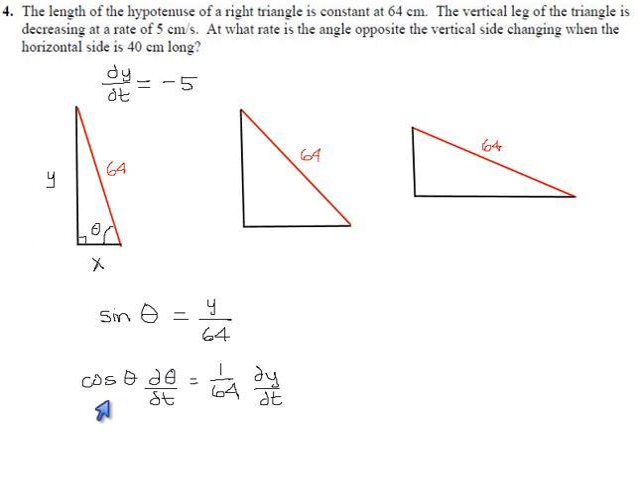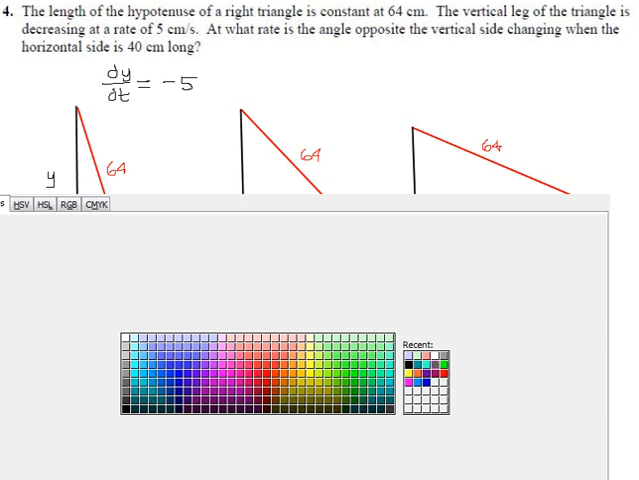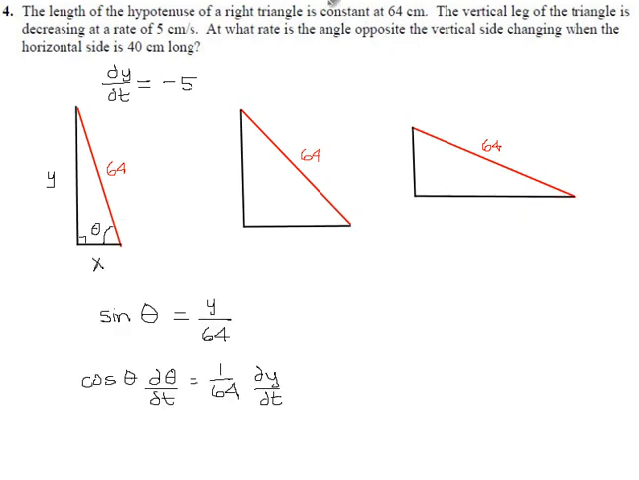If we're going to use this, we need cosine theta, so we need this angle, which we don't have. That's a bit of a problem. Guess what? Time for one of those side calculations that seems to happen every single time. We're told in our triangle that this x value, at the instant that we're interested, is 40 centimeters. So we have 40 there, which means in this triangle we have adjacent and hypotenuse are 40 and 64.